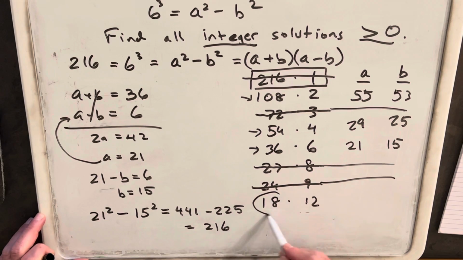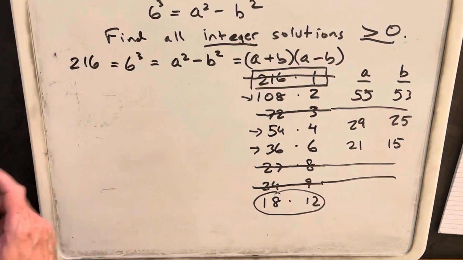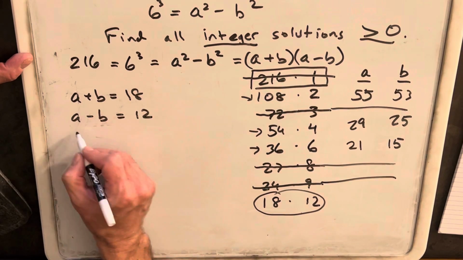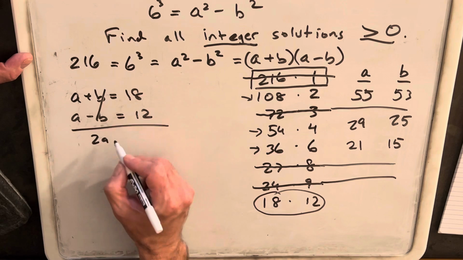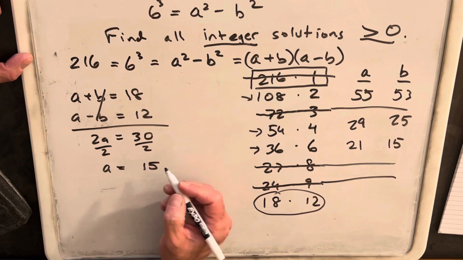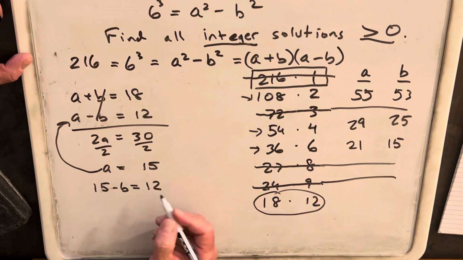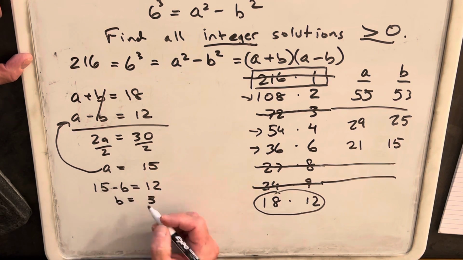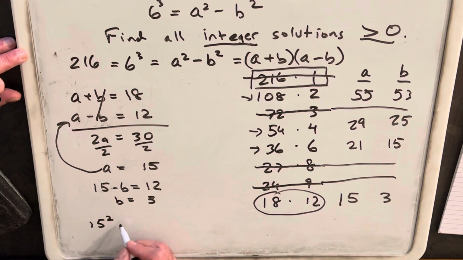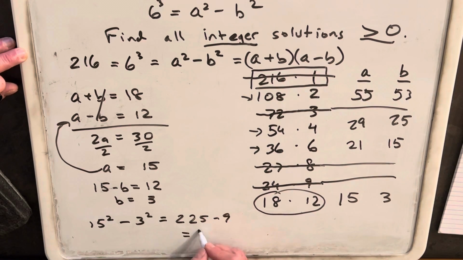Okay, so one more to check. We just need to check 18 and 12 real quick. So a plus b equals 18, a minus b equals 12. We'll add the two equations. 2a equals 30, divide by 2, so a equals 15. We can plug a back in here, so we'll have 15 minus b equals 12, so that means b equals 3. And then this one's pretty easy to check. 15 squared minus 3 squared is going to be 225 minus 9 equals 216.